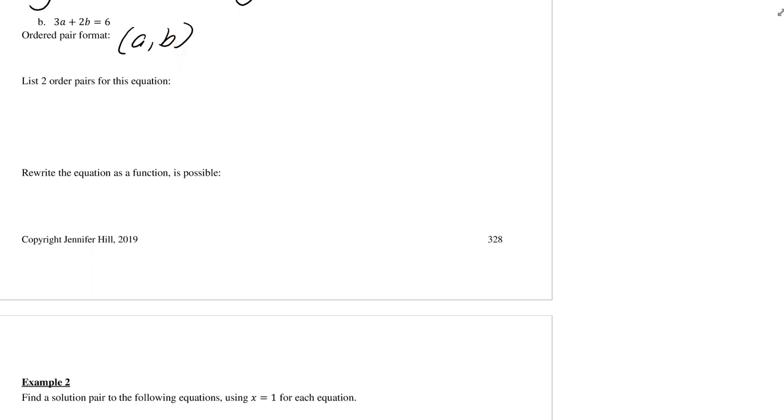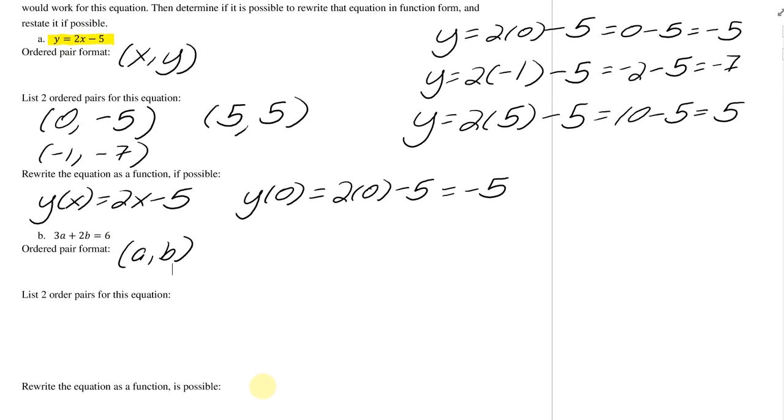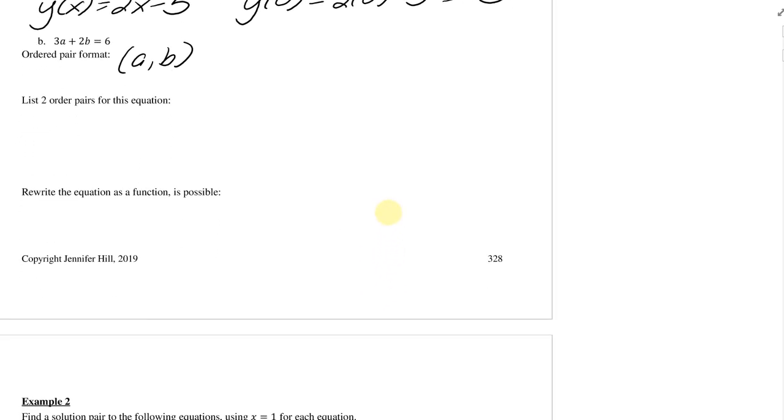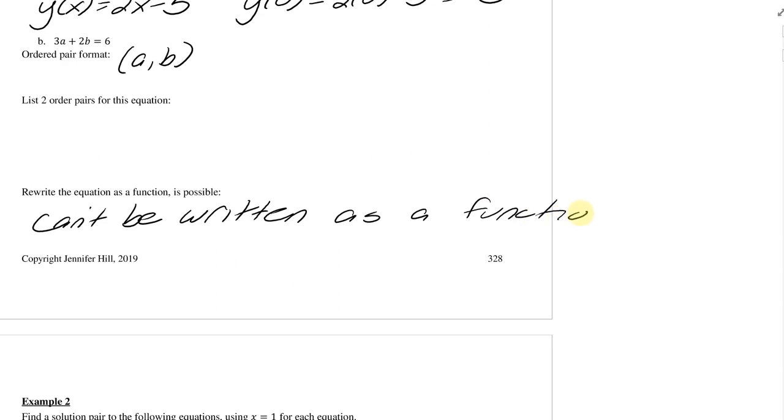So this is a little bit different from the last one though, right? So you'll notice right away with the last one, this was really nice to figure out ordered pairs for because I just chose x and then it spit out my y. This has that clear input-output relationship, whereas this does not, right? So this actually cannot be written as a function in this form. Okay, but I still have to find my two ordered pairs.